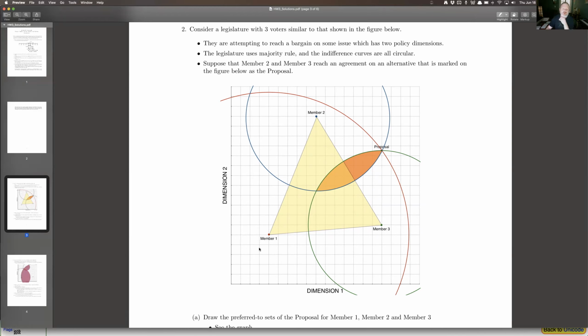Okay, so question 2 here, I gave you a 3-voter legislature, and they're attempting to reach some sort of bargain on some issues that has 2 policy dimensions. We see here dimension 1 and dimension 2. The legislature is using majority rule, and the indifference curves are all circular, meaning they have single-peaked and symmetric preferences, all right? Suppose member 2 and 3 reach some sort of an agreement on an alternative that is marked as the proposal. So let's say they're just talking amongst themselves, right?